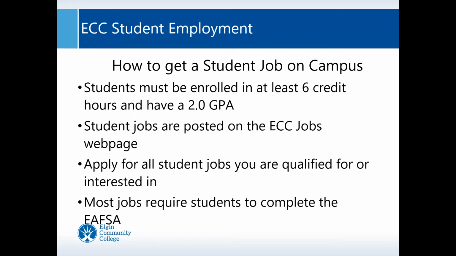To apply, a student must be enrolled in at least 6 credit hours for fall and spring, 3 credit hours in the summer, or they must be returning in the fall semester to work in the summer. A student must have and maintain a cumulative 2.0 GPA. Most jobs require a student to have completed a FAFSA and be eligible for the federal work study program. However, we do have some institutional work study programs and jobs available to students who do not qualify. Student jobs are posted on the ECC Jobs webpage, and all students are encouraged to apply for all jobs they are interested in.